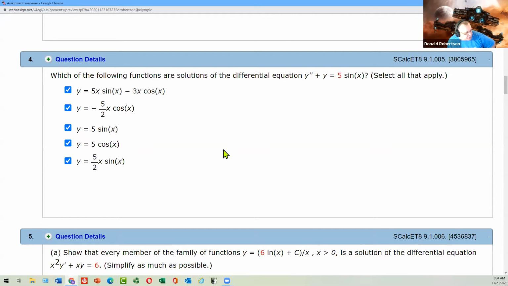So basically what you do is you take each one and you check it. You take that one, and you find its second derivative. And then you add the original, which means you add that. And if you get 5 sine x, then that is a solution and you check the box.